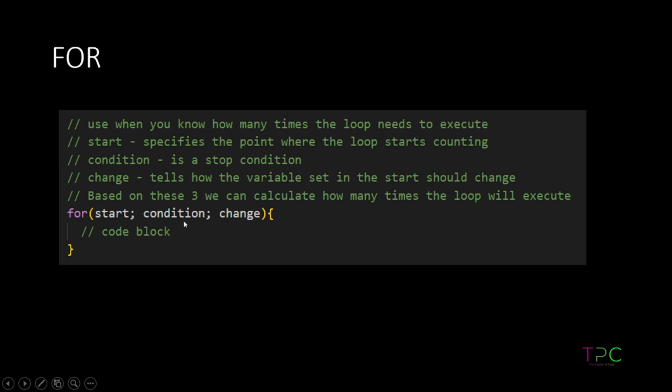The second is the condition, a simple condition, true or false. In each iteration, we check if the condition is true. If it is true, the loop executes the code block. And the last stage, change. Here we define how our variable that we set in our start will be changing, right? It can change by adding 1 in each iteration, or 2, or whatever else, or maybe some other logic here, right? So based on those three stages, we can calculate how many times the loop will be executed.